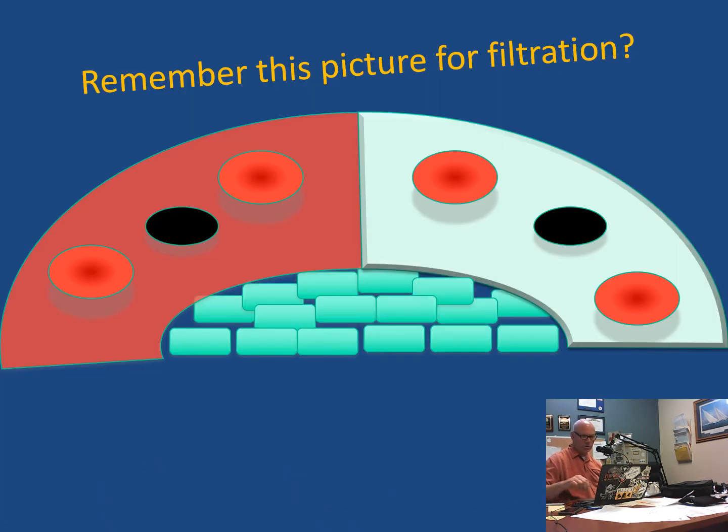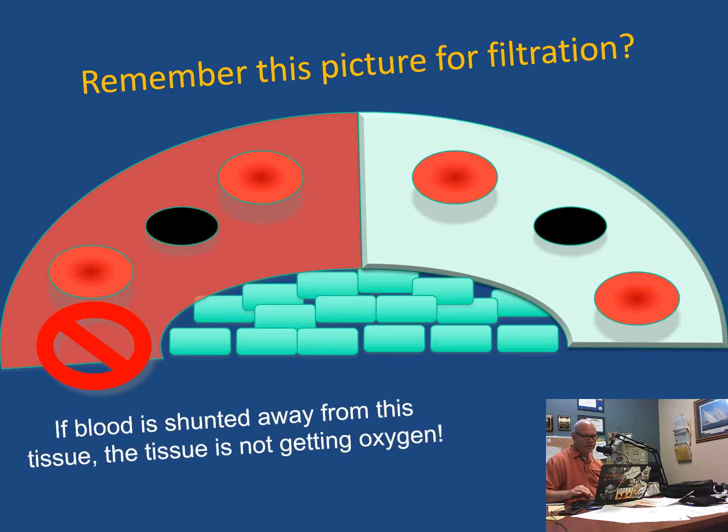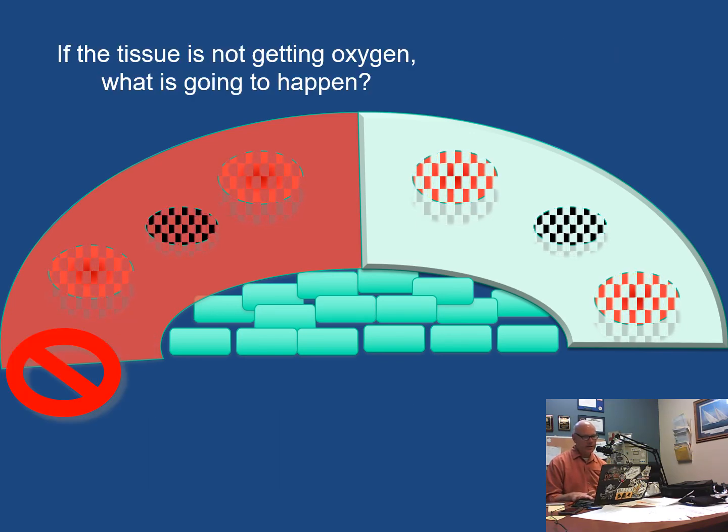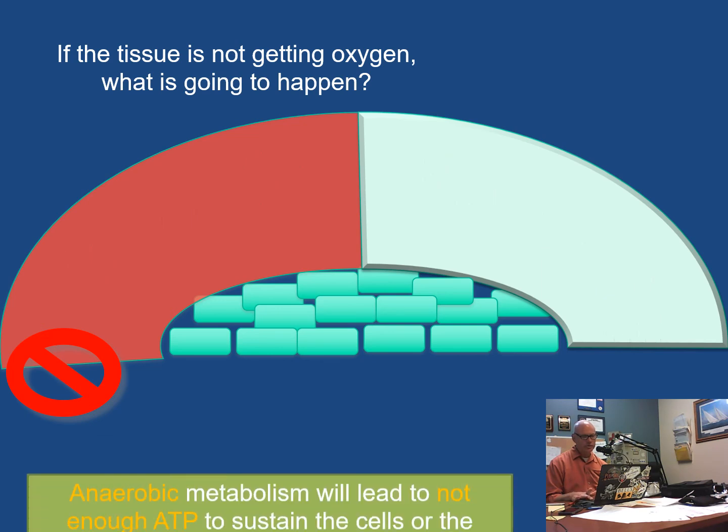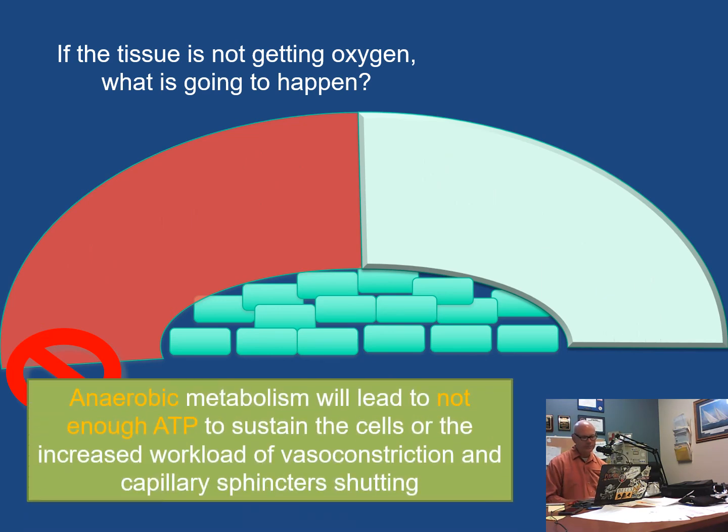So here we're going to go back to our picture for filtration, all right? So here we have that Ghostbuster sign where we've closed down the precapillary sphincters. If blood is shunted away from this tissue, the tissue is not getting oxygen. Another way to say that is anaerobic, all right? So it's anaerobic metabolism.